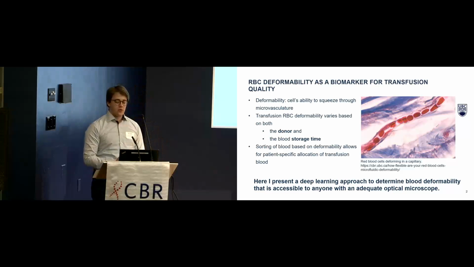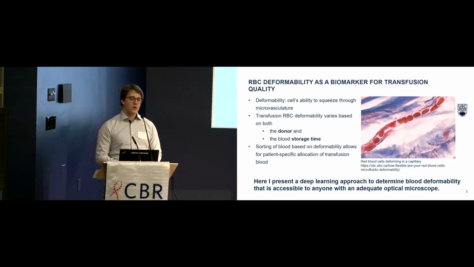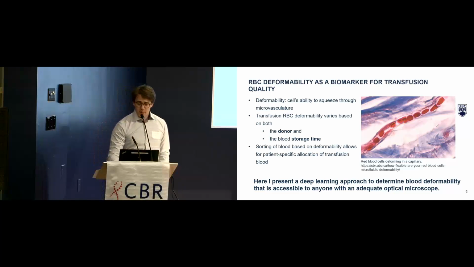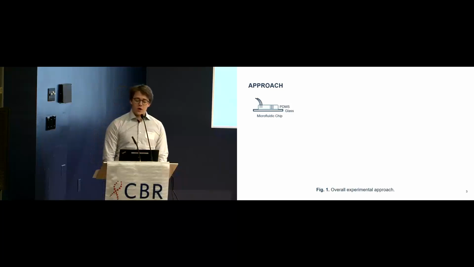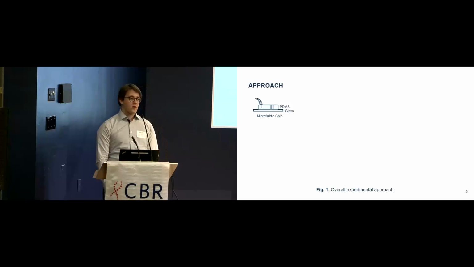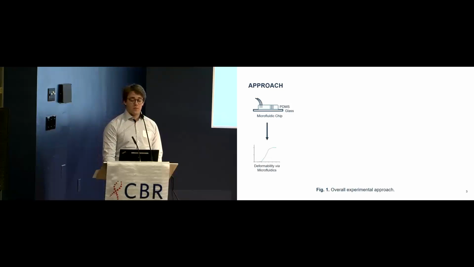Here, I present a deep learning approach to determine blood deformability that is accessible to anyone with an adequate optical microscope. So here I'll describe our general approach. A red blood cell sample from a donor is processed and infused into the microfluidic device at 1% hematocrit. The cells are sorted by their deformability levels and donor rigidity score is determined. After sorting, the cells are removed from the device and placed in imaging well plates.